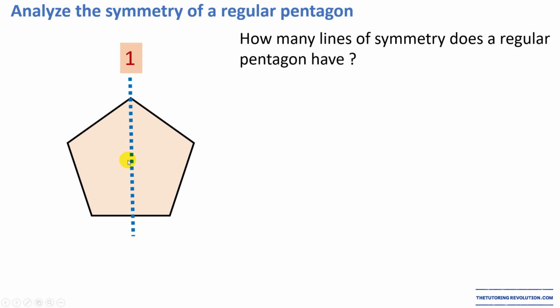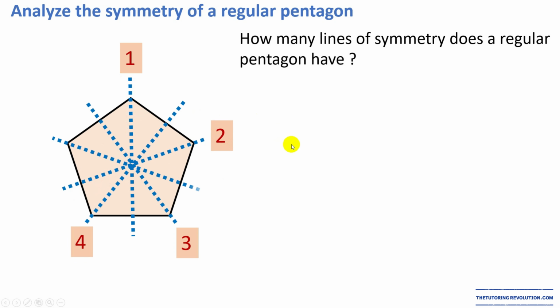The first one going through the first vertex. The second one goes through the second vertex, and again, all of them going to the midpoint of the opposite side. The third one, the fourth one, and the fifth one. So the number of lines of symmetry for a regular polygon equals their number of sides or their number of vertices, which is the same.